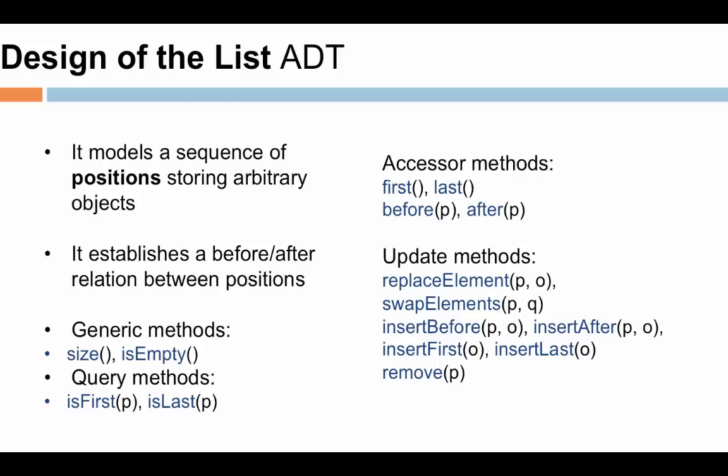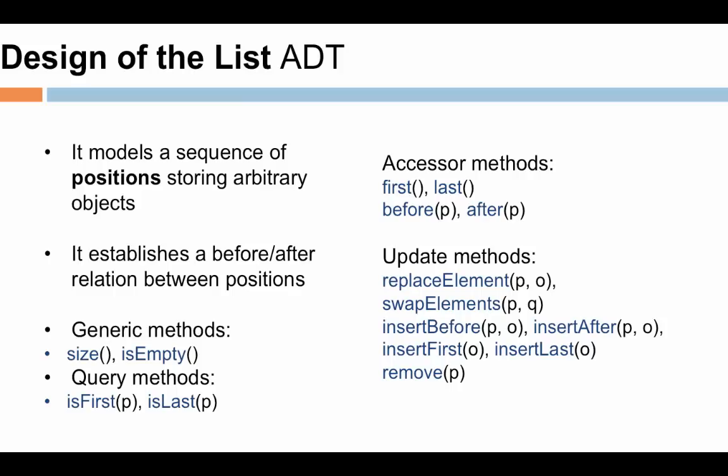The most important thing with the list abstract data type is that the positions which are there in the list have a very well defined before and after relationship. That is, if you look at any pair of positions, there is a well-defined before and after relationship between the two of them. The generic methods which we looked at during the last lecture are methods which return the size of the list, a method which returns a Boolean value depending on whether the list is empty or not. We have query methods which tell us whether a given position is the first position of the list or the last position of the list.